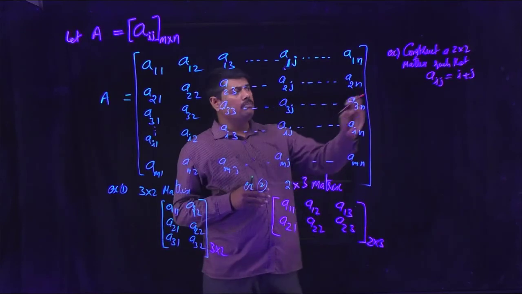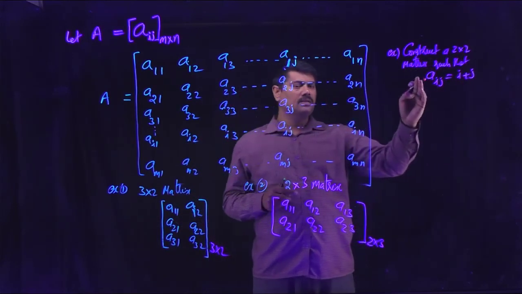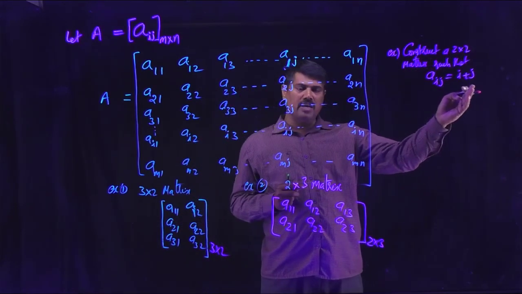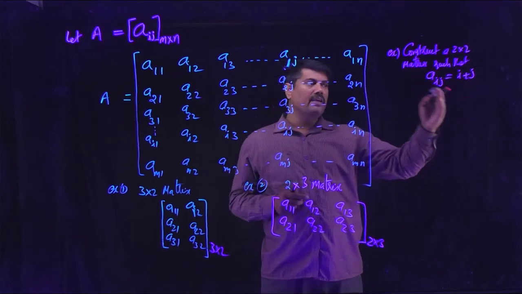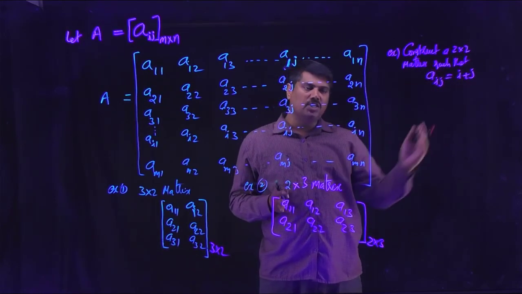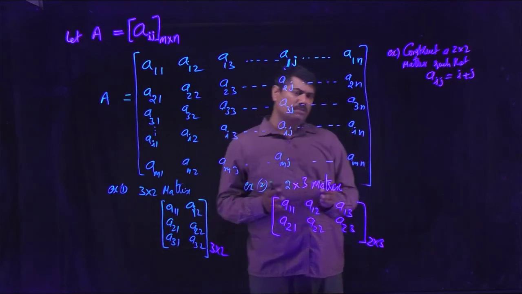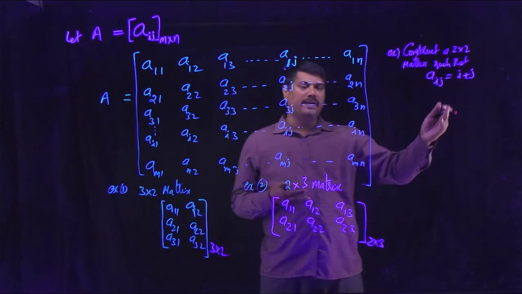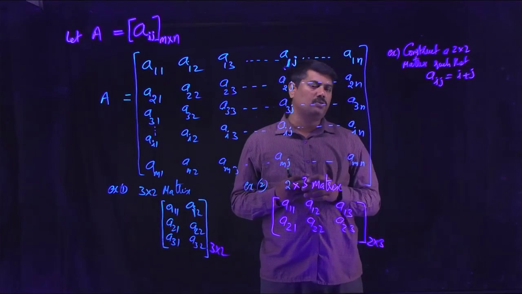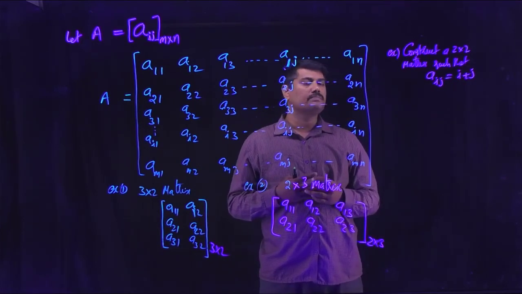The condition may be in different formats. Aij is equal to i plus j, or Aij is equal to i minus j, Aij is equal to i into j, Aij is equal to i divided by j, or whatever may be the condition. They may give (i plus j) by 2, that means the average of row number and column number.